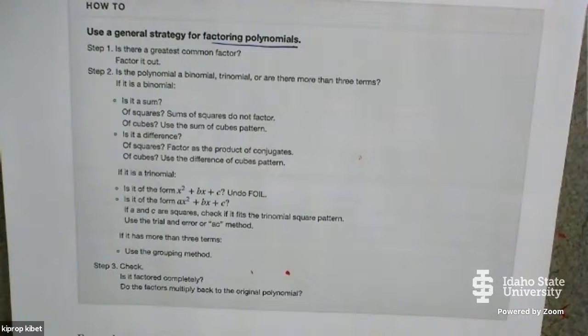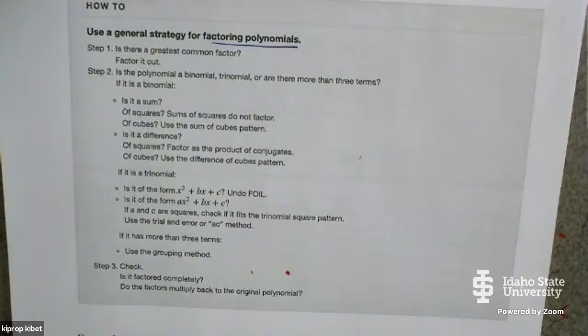Now, if it is a trinomial, is it of the form x squared plus bx plus c? You still remember this? Yeah, if the coefficient of x squared is 1 here, and do the FOIL. Is it of the form ax squared plus bx plus c? Basically, what I usually do is I use the AC method for both of them, because I know a here is 1, and then c here is a constant which you're given.